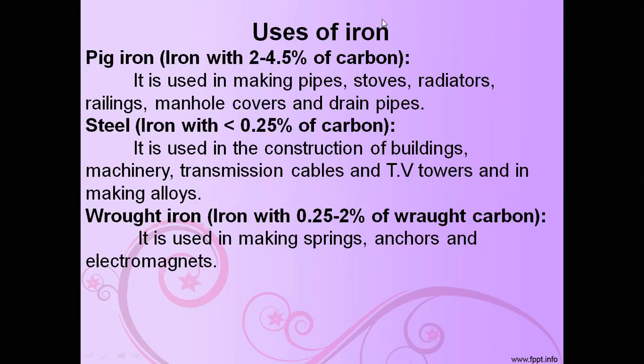In this class we have discussed the metallurgy of iron. What are the ores of iron? Hematite, magnetite, and iron pyrite. How is iron extracted from hematite ore? There are many steps involved: concentration by gravity separation, roasting and calcination, and the smelting process. We also learned the physical and chemical properties of iron, and the types and uses of iron.